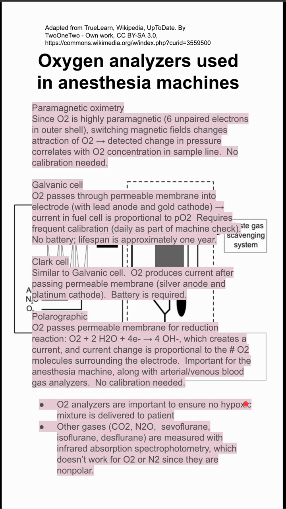Other gases like carbon dioxide, nitrous oxide, sevoflurane, isoflurane, and desflurane are measured with infrared absorption spectrophotometry, which does not work for oxygen or nitrogen gas because they are nonpolar.